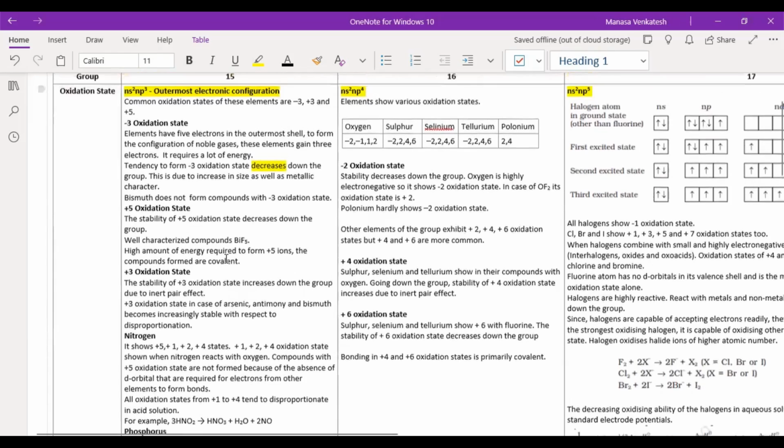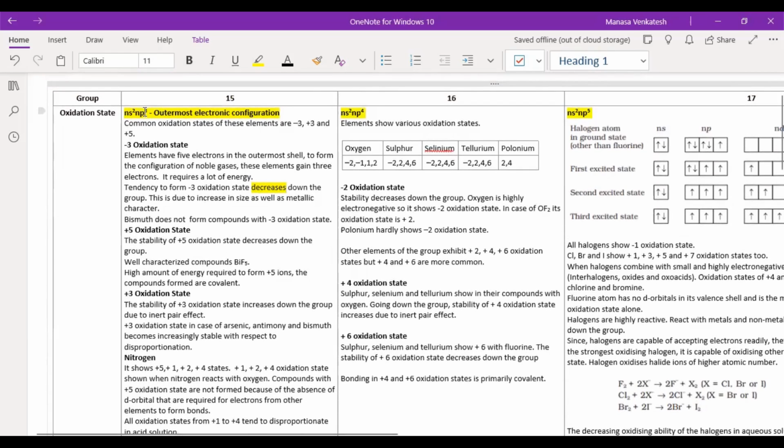Next is the +5 oxidation state. So +5 as in these 3 electrons and these 2 electrons are going to get lost. The stability, similar to -3, actually decreases as we go down the group. And the well-characterized compound BiF3 is actually formed with the +3 oxidation state.